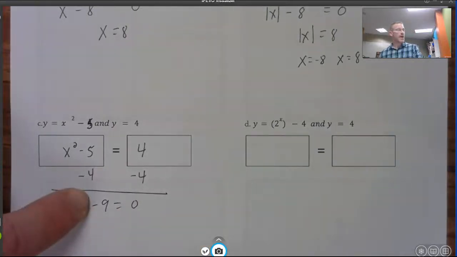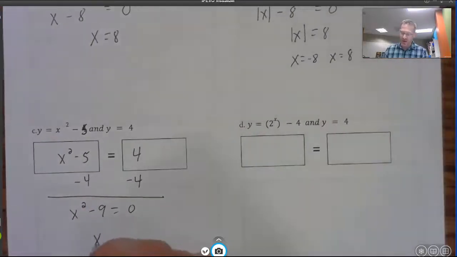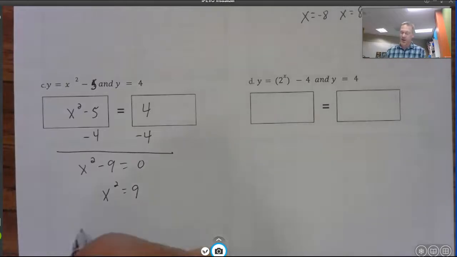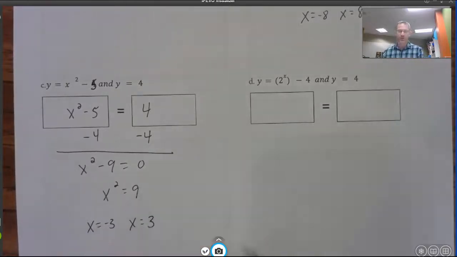So then what minus 9 is equal to 0? That would be +9, so x squared is equal to 9. Now, what number times itself is 9? -3 times -3, and +3 times +3.